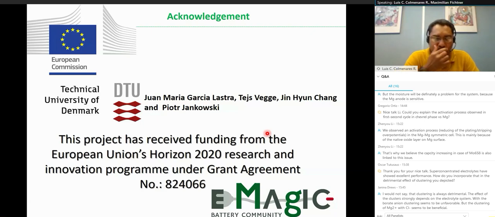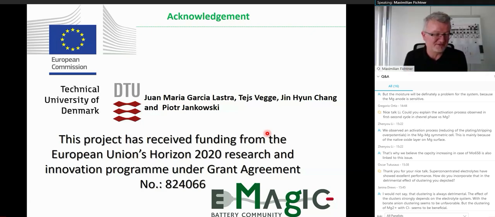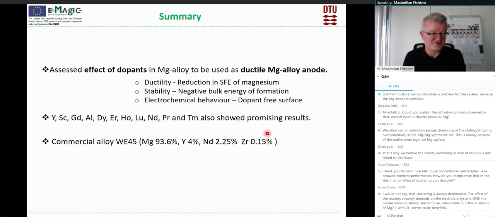Do we know anything about the fate of these alloying elements that you showed? If you have this WE45 alloy that you have shown, there are some elements inside. What would happen in a battery when you strip and plate from such an alloy? What happens to these elements?